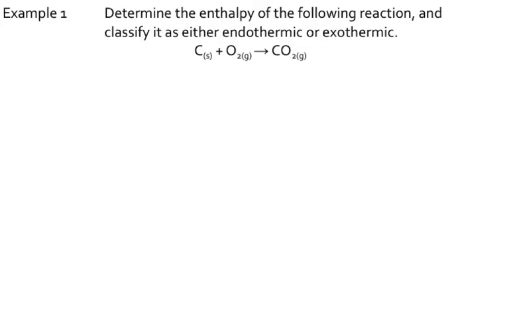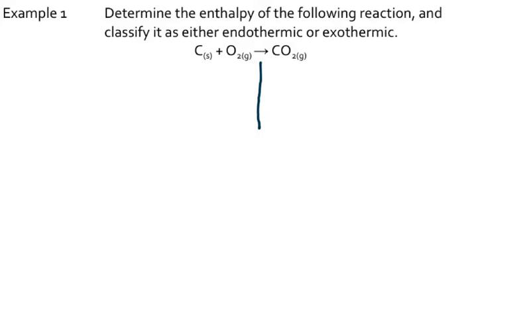So looking at a chemical reaction and trying to find the enthalpy of it, that means the heat change, delta H. Once we find that, and only after we find that, we can classify it as either endothermic or exothermic. So to do that, we need to look in the table of heats, which is in the data booklet.